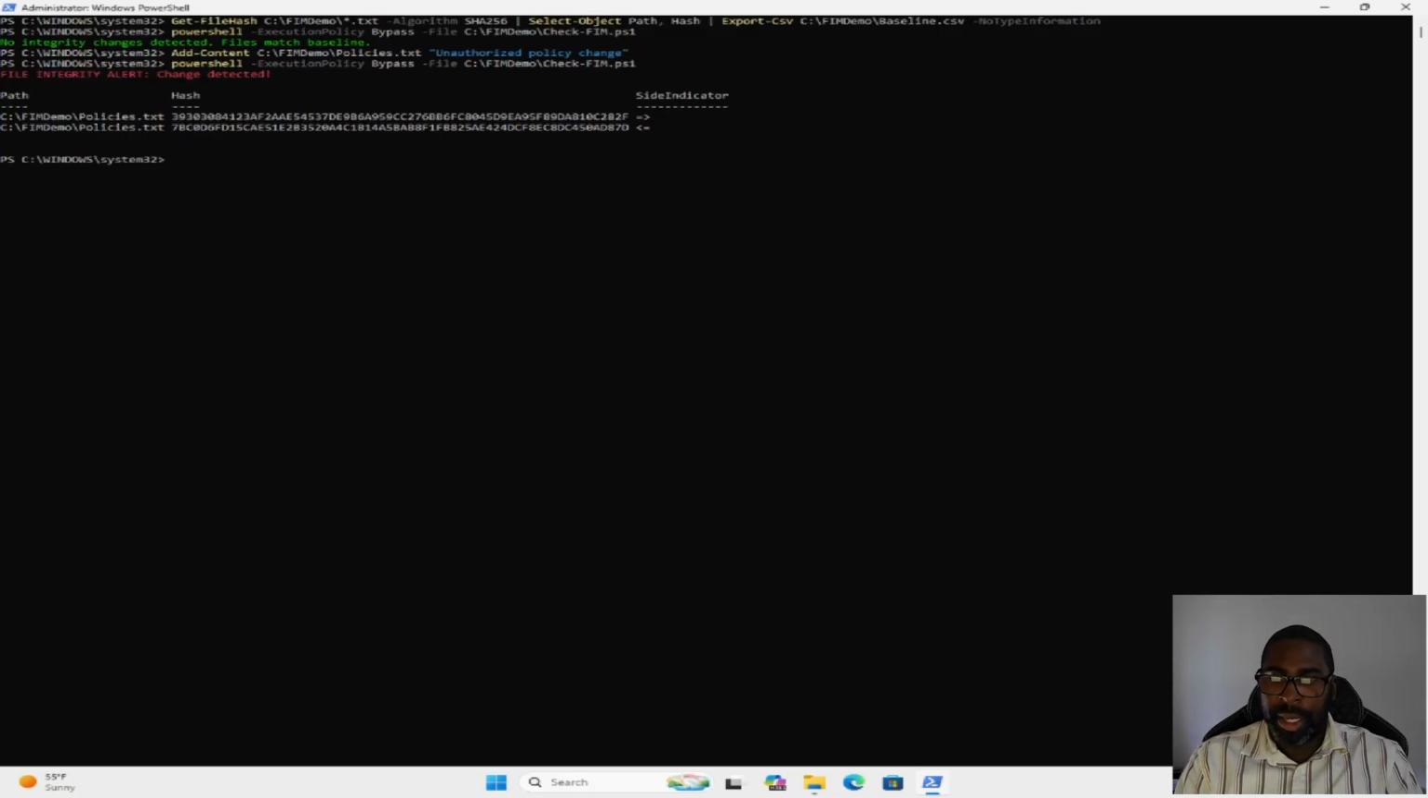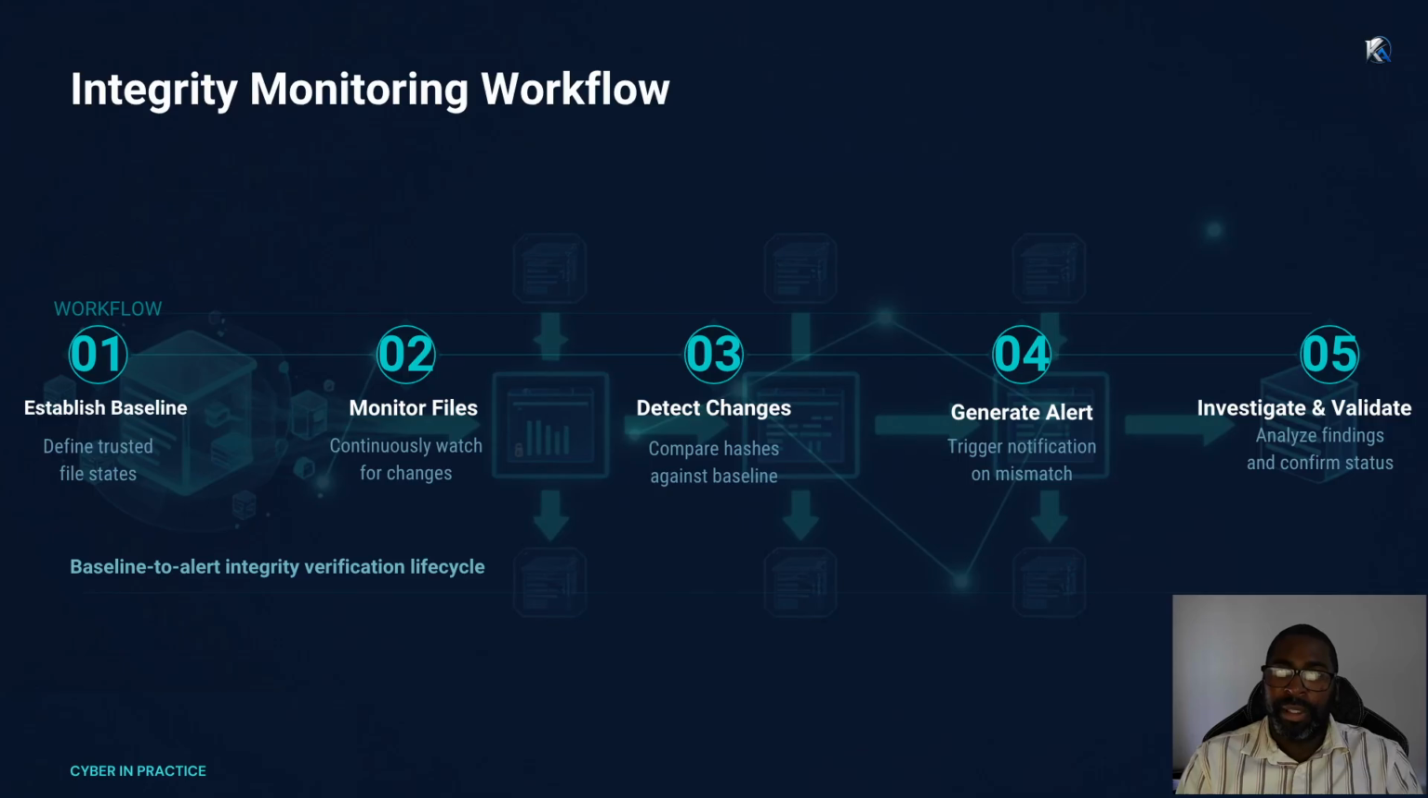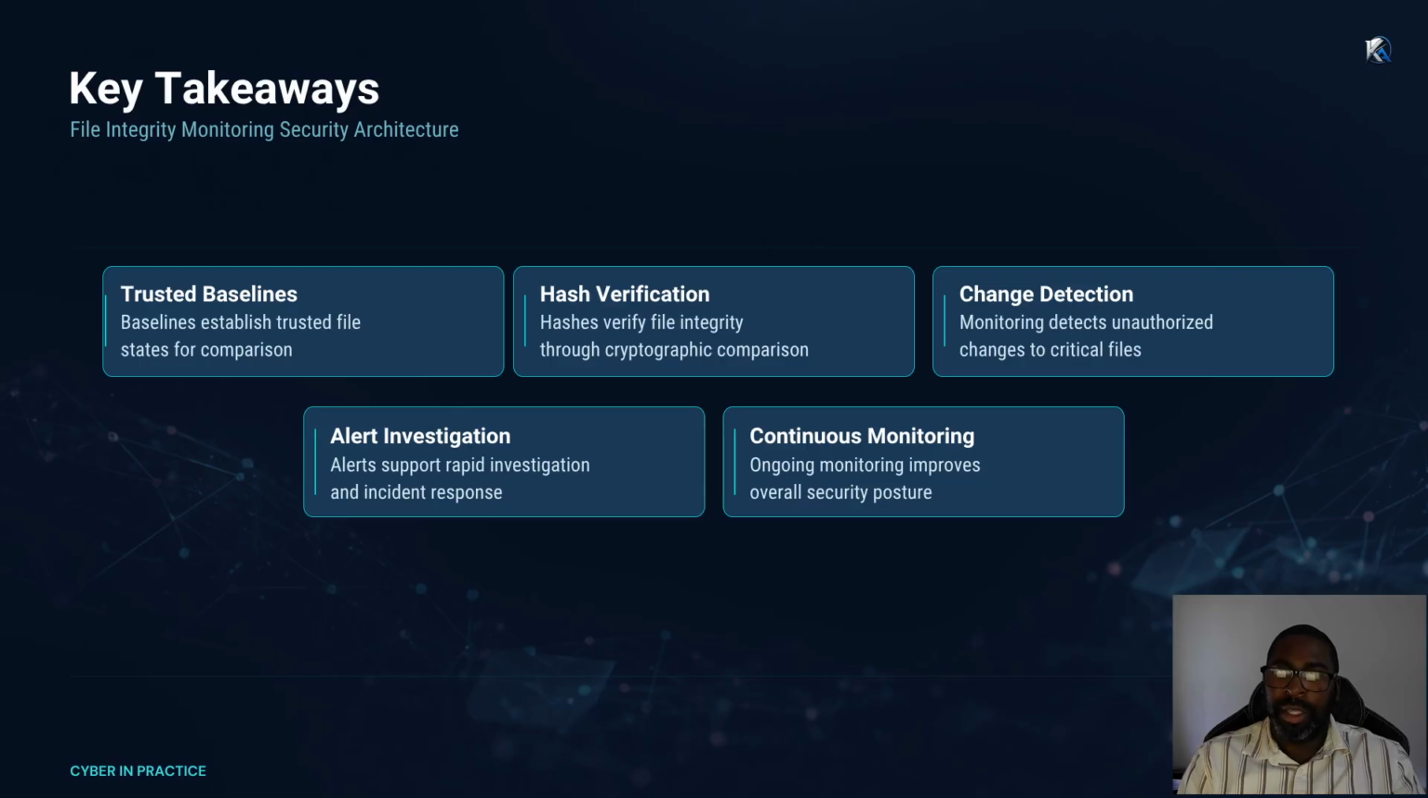Now that we've seen the alert in action, let's connect what we observed to the overall file integrity monitoring workflow. Everything we demonstrated follows a common integrity monitoring workflow used throughout the industry. We begin by establishing a trusted baseline. Next, we monitor files and compare their current state against baseline values. When a file changed, the monitoring process detected the difference and generated an alert. Finally, we investigated the results and validated the findings. This workflow provides organizations with continuous visibility into file integrity and helps identify unauthorized modifications before they become larger security issues. Let's wrap up with a few key takeaways.